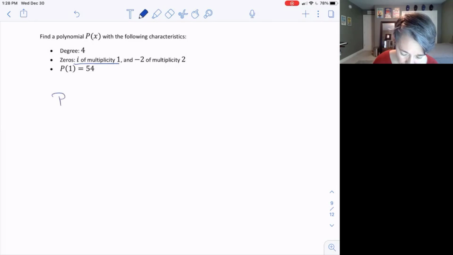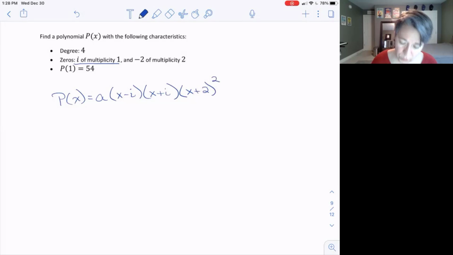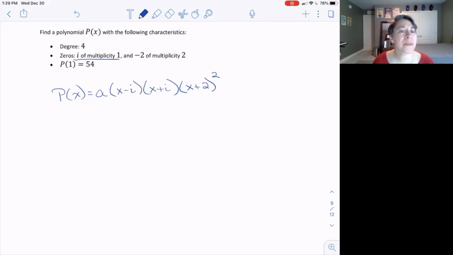So we would have P of x equals some leading coefficient a, we don't know what that is, but we have a zero of i, so we would have x minus i, as well as its opposite, x plus i, and then a zero of -2, so that would give us x plus 2 with a multiplicity of 2. Now, since we're coming up with a polynomial, generally our end result does not have the i in it. So we can go ahead and multiply those two together. Notice they weren't asking us to find the linear factorizations, they just said find the polynomial.